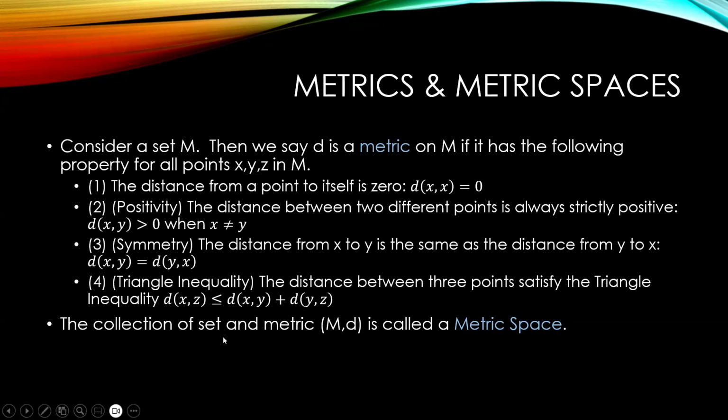The collection of set and metric, by the by, is called a metric space. And so that's what this idea is. We're trying to measure the distance between 2 points. If the distance from a point to itself is 0, if the distance from a point to anything else is always greater than 0, if there's symmetry, meaning the distance from A to B is the same as the distance from B to A, and if we satisfy the triangle inequality, then we can say that this is a metric.